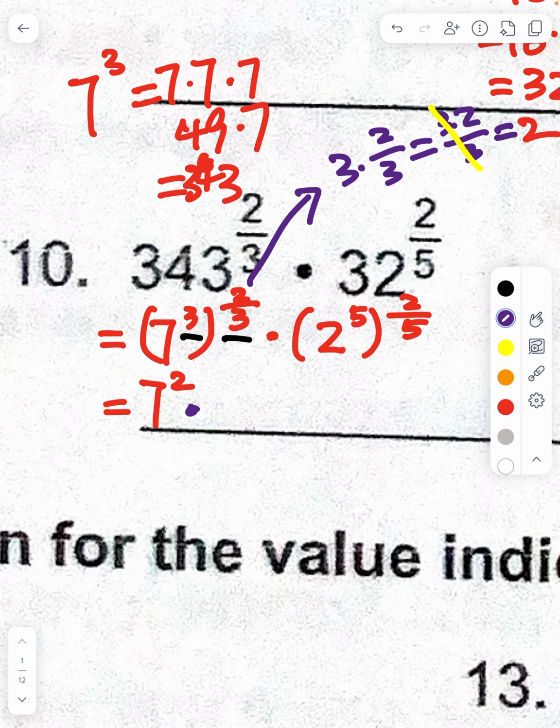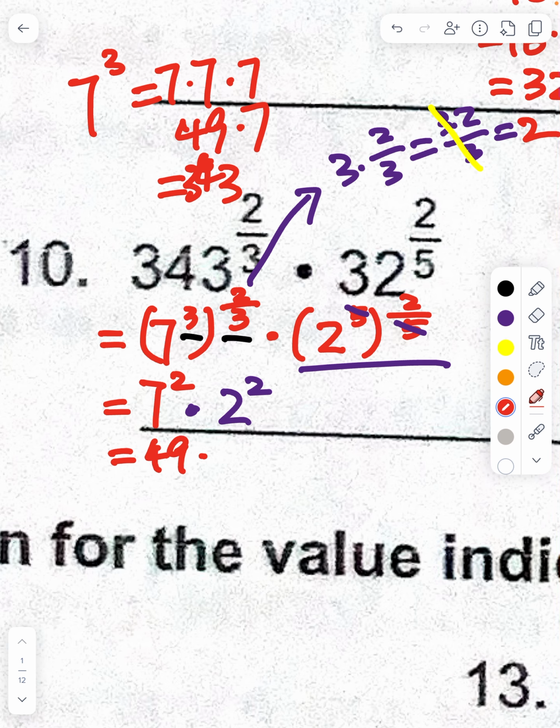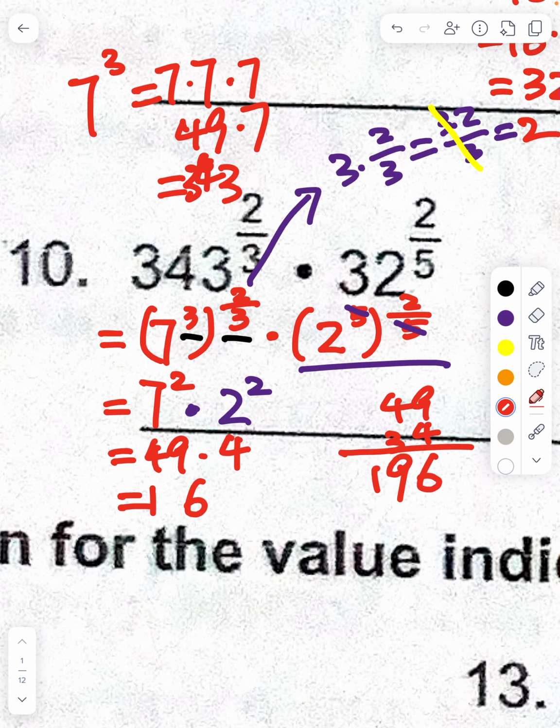Okay, then times. This is the same thing. The 5s cancel out. We're going to have 2 raised to the 2nd power, 2 squared. So the final answer, 7 squared, 49. 2 squared is 4. And the final answer is, so 49 times 4, 196, sorry, 196.